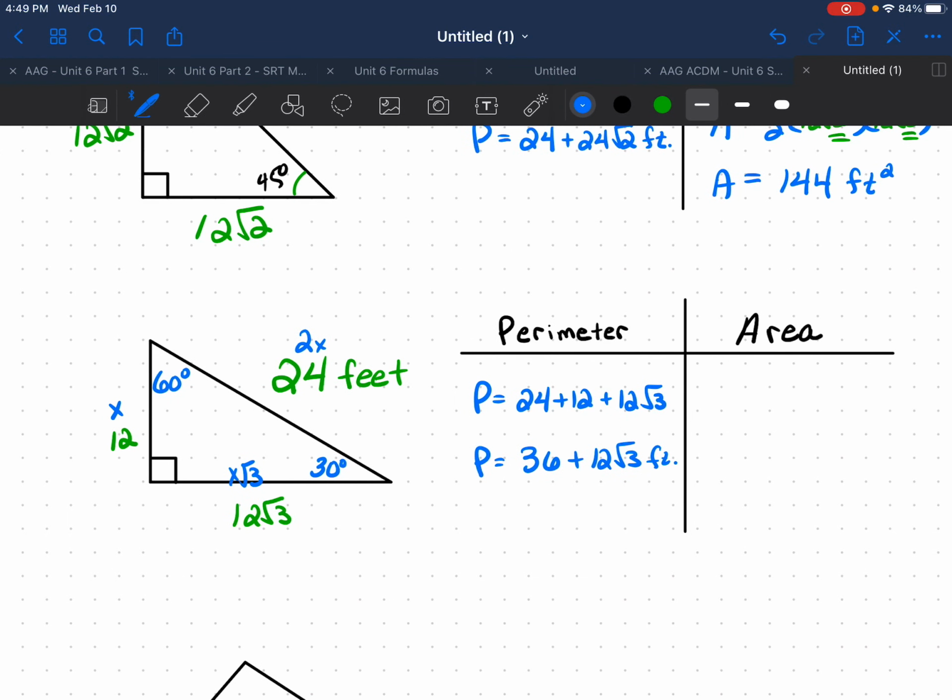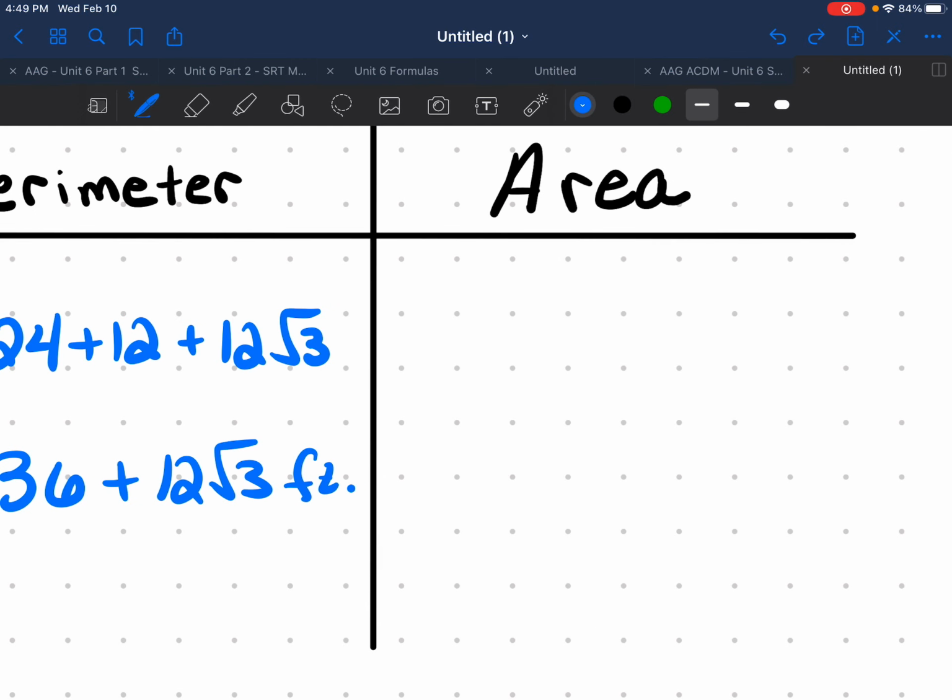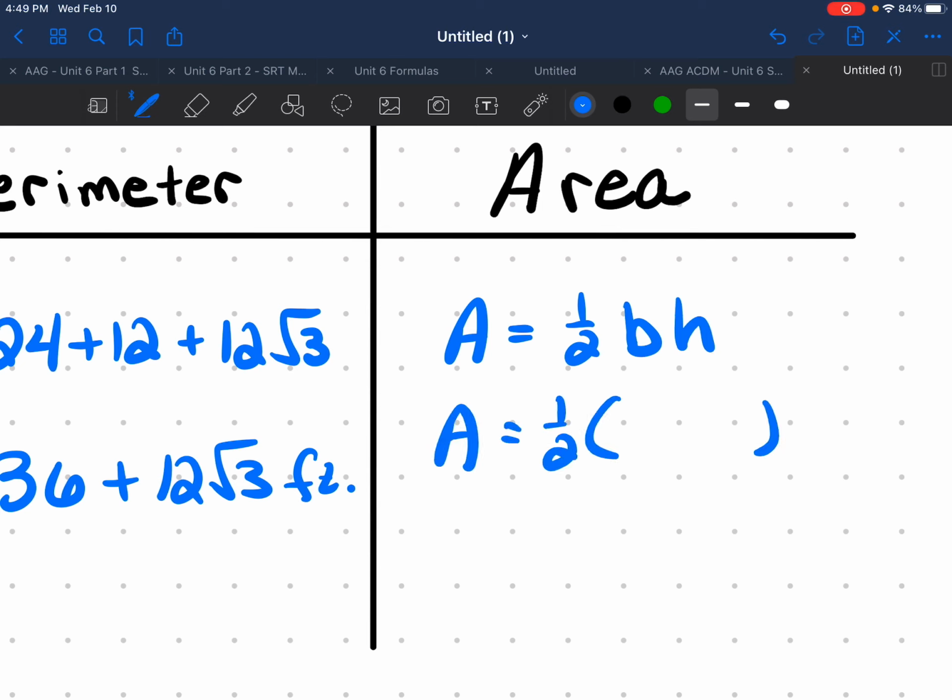Now I'm going to end up zooming into that space over there, but I'm going to use 12 radical 3 as my base and 12 as my height. You always want the height to be perpendicular to the base. All right, so let's zoom in there. As usual, I'm going to keep repeating myself. We're going to first write our formula every time, and then we're going to show our substitution. So our base was 12 radical 3.